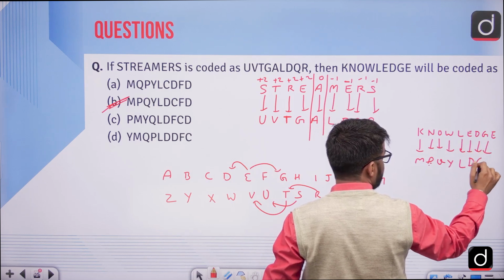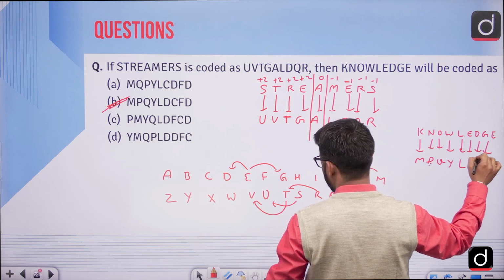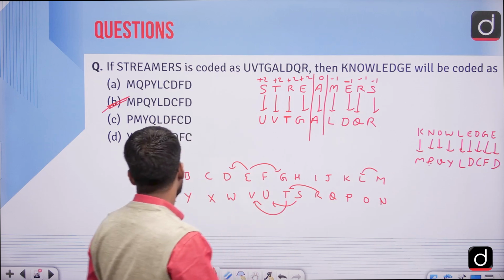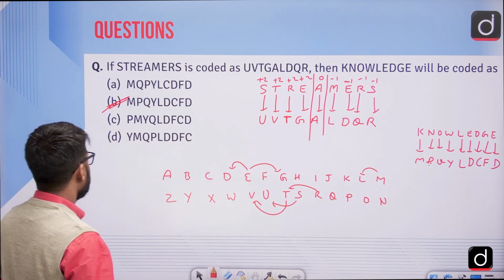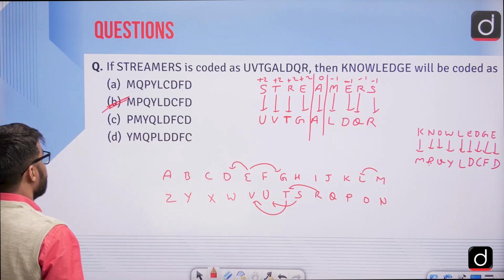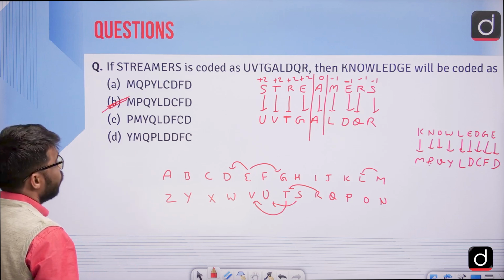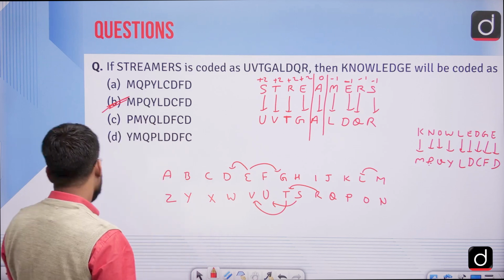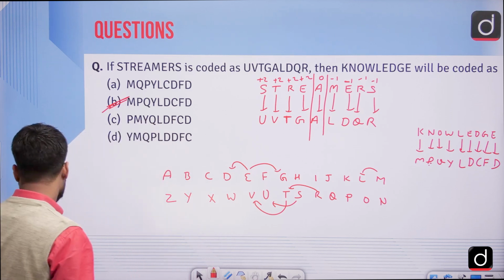E at a minus 1 gap, D. Then from D at a minus 1 gap, C. From G at a minus 1 gap, F. And from E at a minus 1 gap, D. So MPQYL DCFD. That would be the answer. Good question.